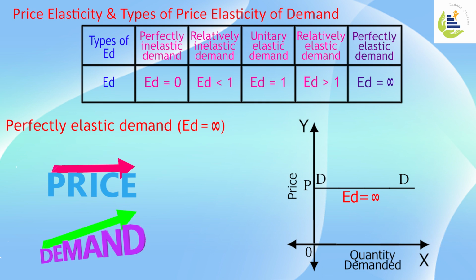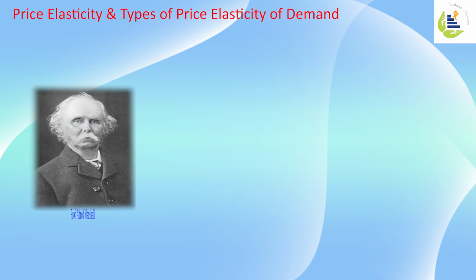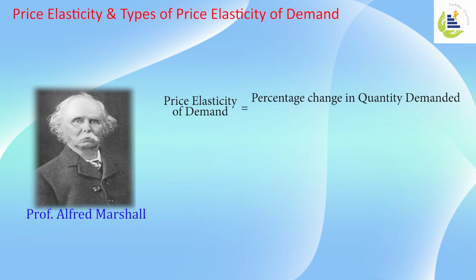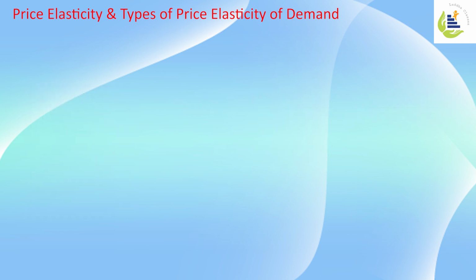In a nutshell, what is price elasticity of demand? According to Professor Alfred Marshall, price elasticity of demand is the ratio of proportionate change in quantity demanded of a commodity to proportionate change in price of that commodity. The formula for this is elasticity of demand is change in demand over original demand into original price upon change in price. There are 5 types of elasticity of demand.